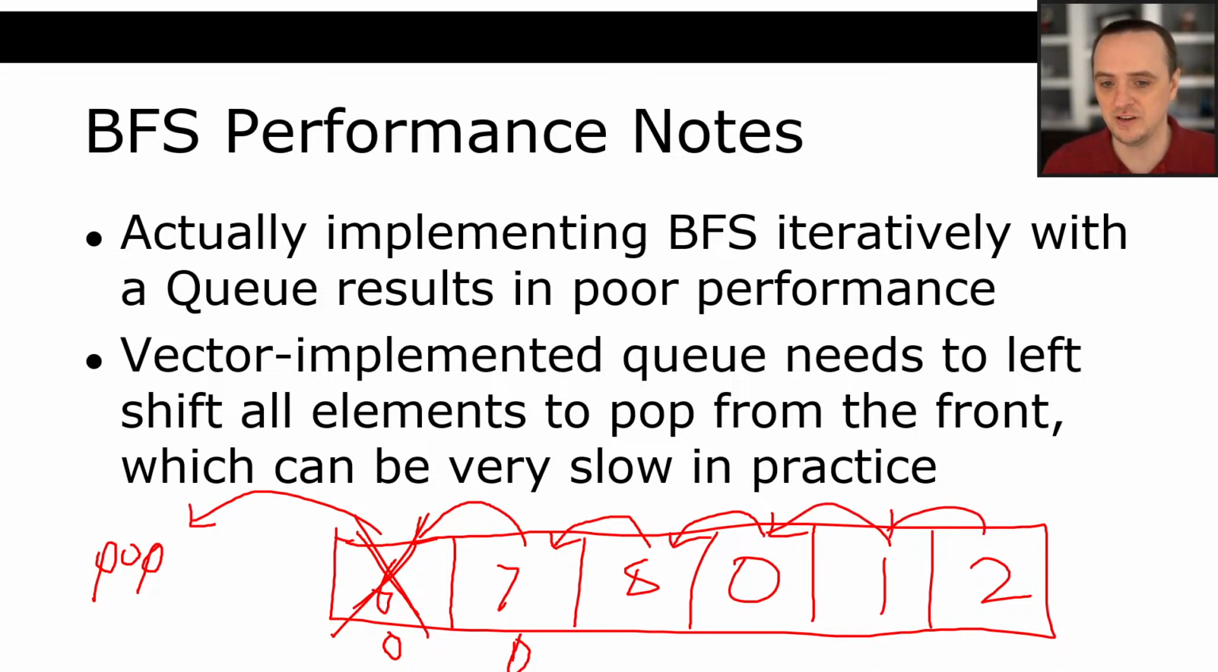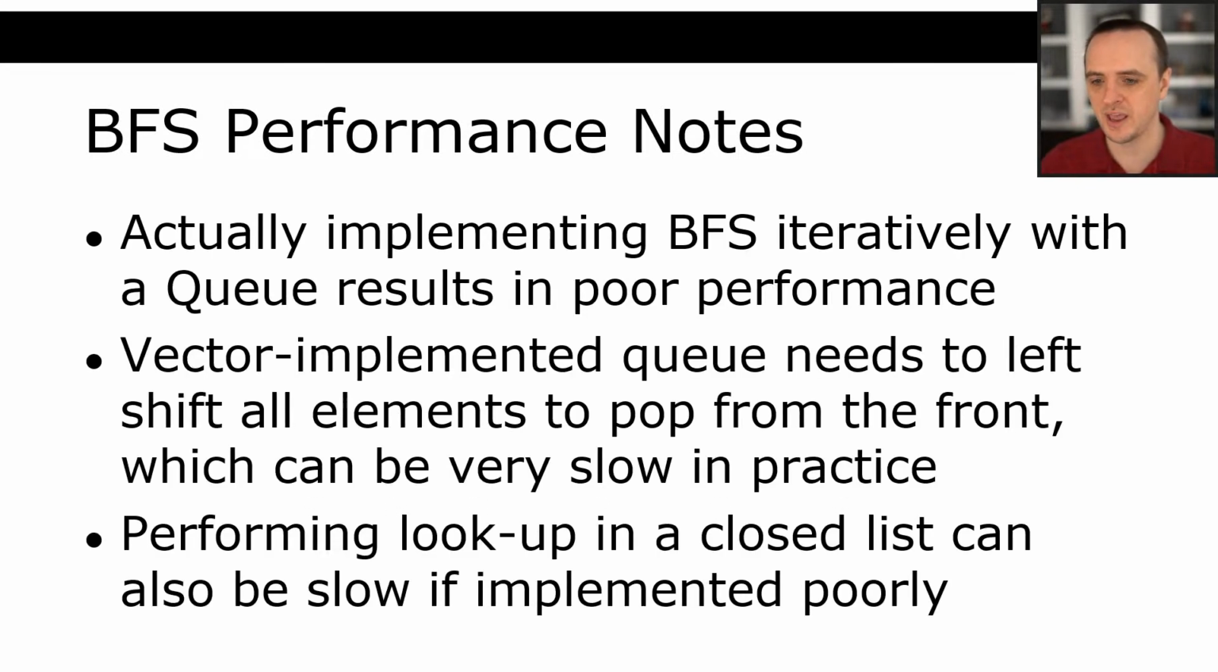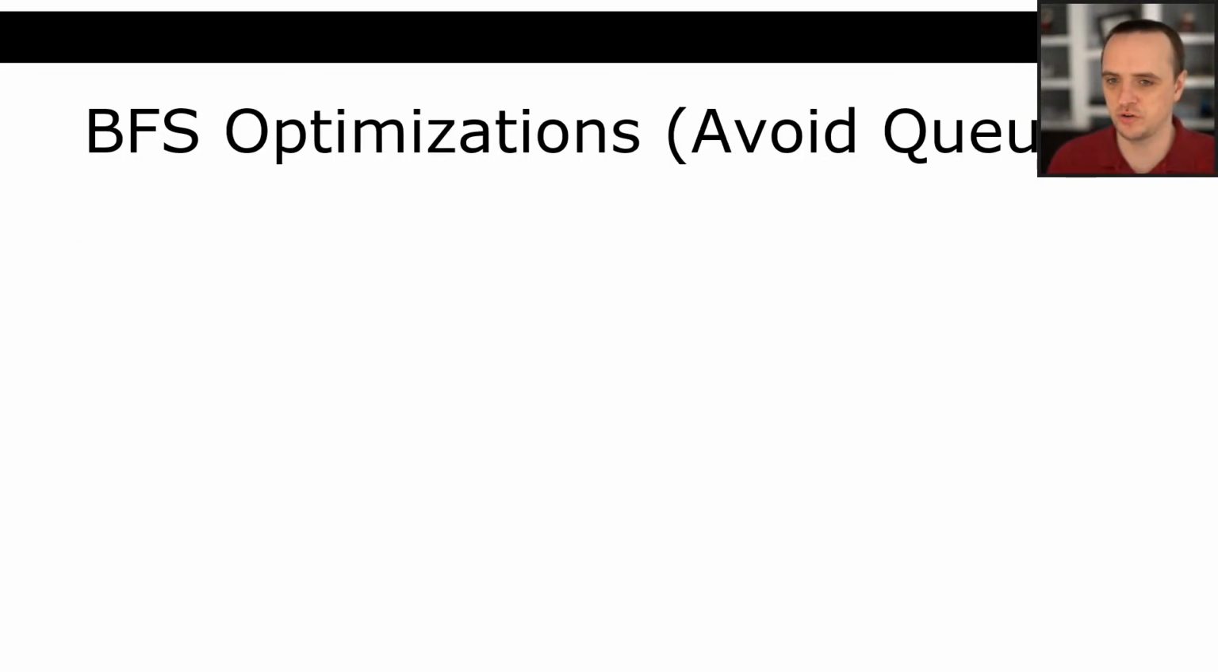And that's a very slow linear time operation. So let me just get rid of those annotations. And so, also, another optimization that we did in assignment 2 is that performing lookup in a closed list can also be slow if it's implemented very poorly. So I'm going to show you some optimizations to avoid this really expensive queue operation in this assignment.